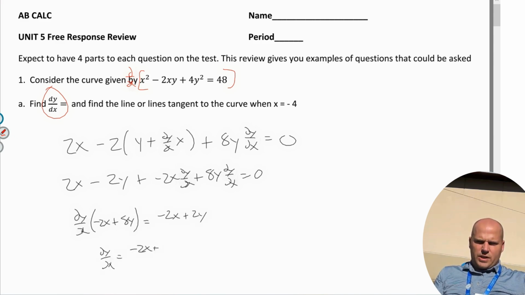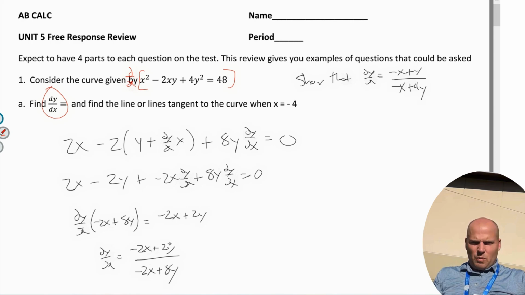Now, most likely on your test, because this is what the AP exam does, they're going to say, show that dy dx equals negative x plus y over negative x plus 4y. Don't panic. That's just dividing everything by 2 at any step along the way. Okay, so you got it.